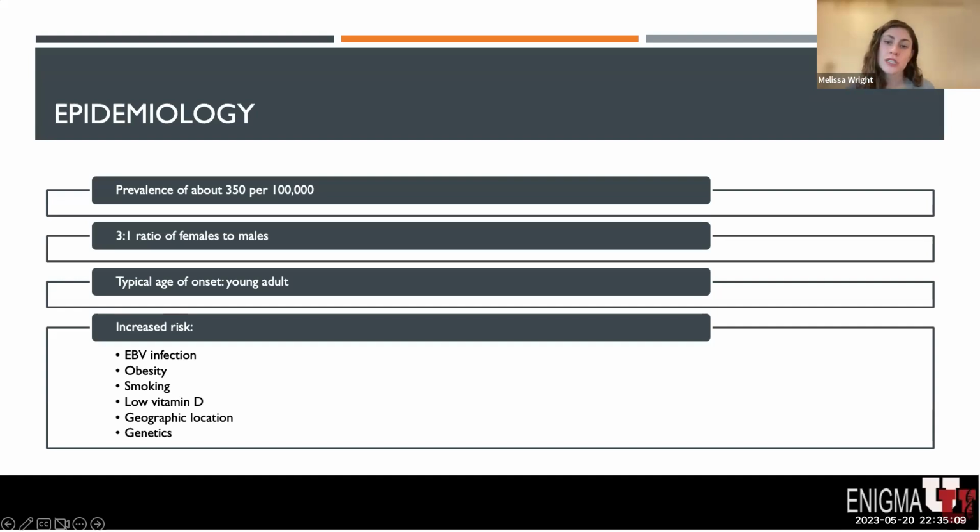We don't really know all the reasons why some patients get multiple sclerosis, but we do know that there are certain risk factors that seem to be associated with multiple sclerosis. This includes an EBV infection or prior EBV infection, obesity, smoking, low vitamin D levels, geographic location with a higher risk of multiple sclerosis in locations farther from the equator, and then also genetics. However, we know that this is a complicated interplay between genetics and environment.